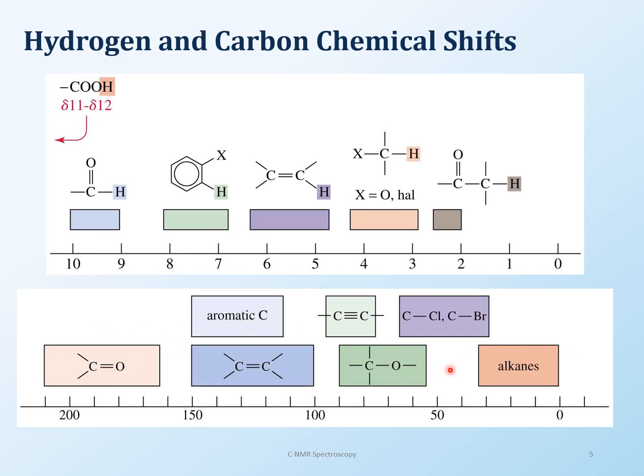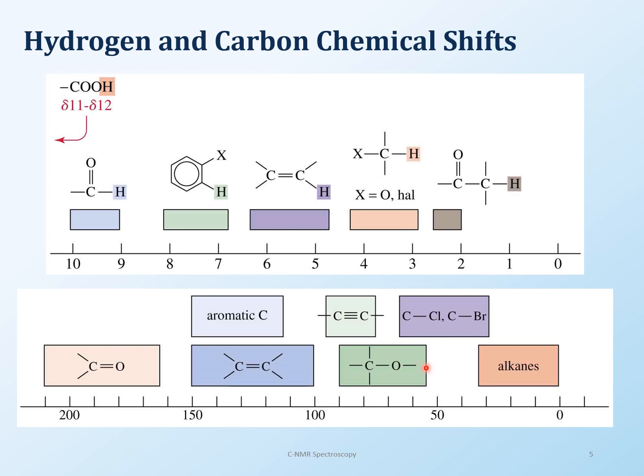So there's no point remembering actual numbers for it. Maybe if you can remember 150 for aromatic and 200 for carbonyl, that should be good enough. Alkanes are always going to be over here. The other things in the middle are hard for you to remember, and I don't want you to put your memory to test for that. There are other things to remember.